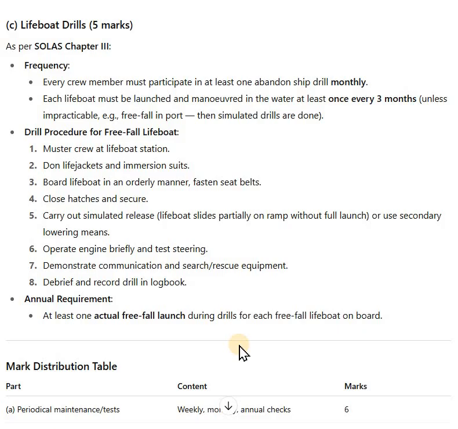Drill procedure for a free fall lifeboat: muster crew at the lifeboat station, don life jackets and immersion suits, board the lifeboat in an orderly manner, fasten the seat belts, close the hatches and secure them, carry out simulated release or use of secondary lowering means, operate the engine briefly and test steering, demonstrate communication and search and rescue equipment, debrief and record the drill in the logbook. Annual requirement: at least one actual free fall launch during a drill for each free fall lifeboat on board.